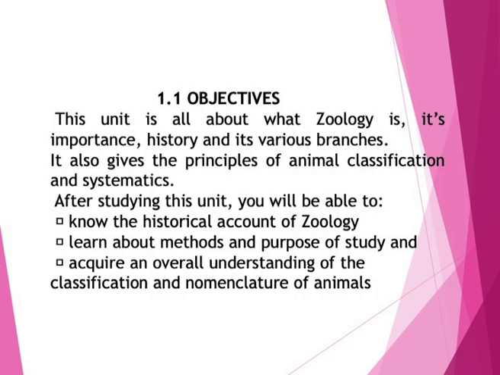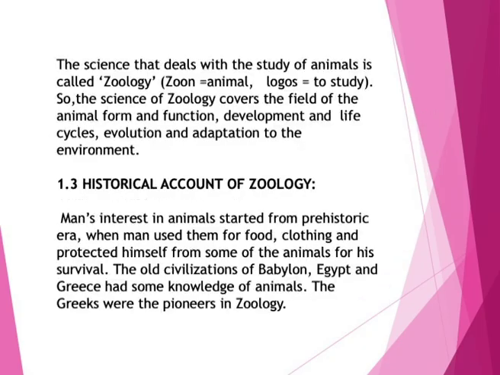After studying this unit, we will be able to understand how the historical events of zoology took place, learn about methods and purposes of study, and acquire an overall understanding of the classification and nomenclature of animals. The science that deals with the study of animals is called zoology. Zoon means animal, logos means to study. So, the science of zoology covers the field of animal form and function, development and life cycles, evolution and adaptation to the environment.